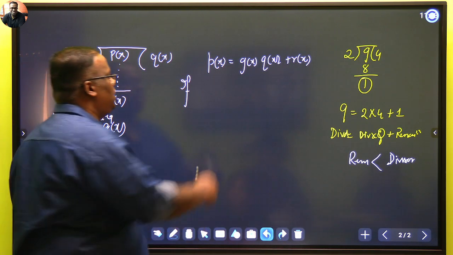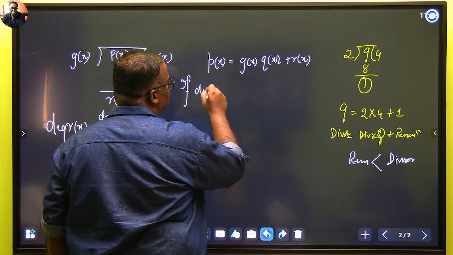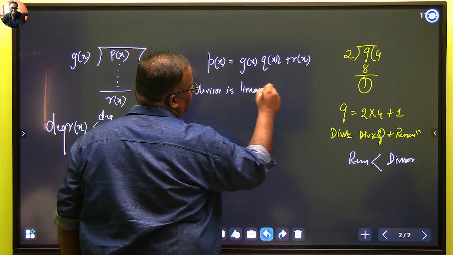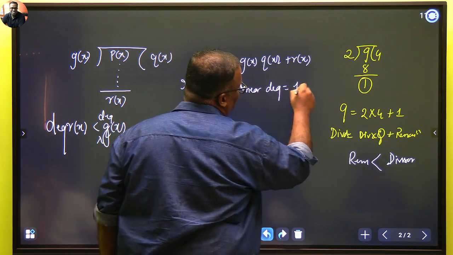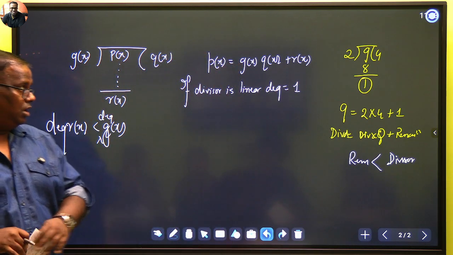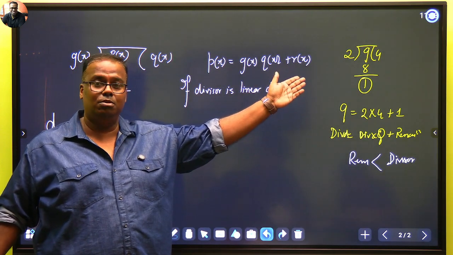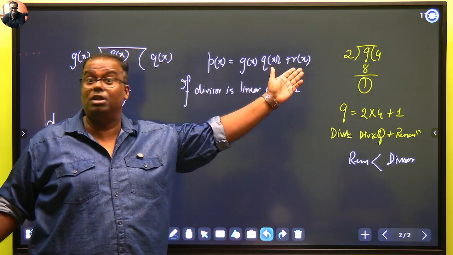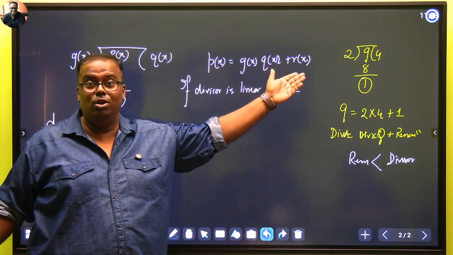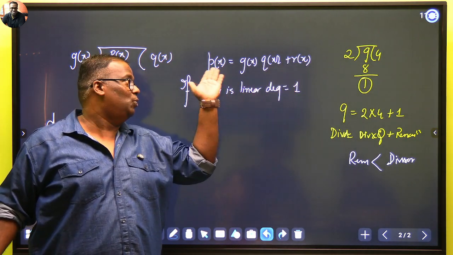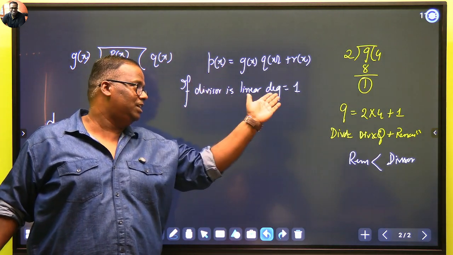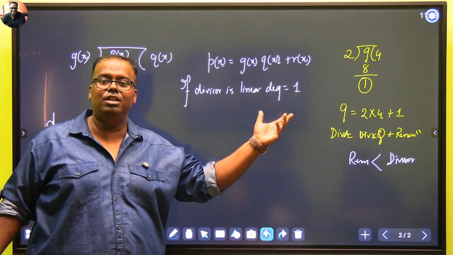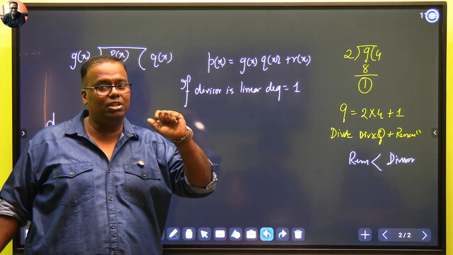Now if the divisor is linear, then its degree should be equal to how much? 1. Now see how this is, like the male chauvinist example I mentioned: if I am class 10 pass, my wife should be class 10 fail. I don't want equal education for my wife. It is similar: if the divisor is degree 1, the remainder should be less. So what should the degree of the remainder be? 0.